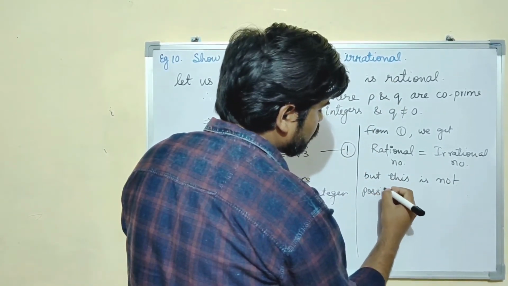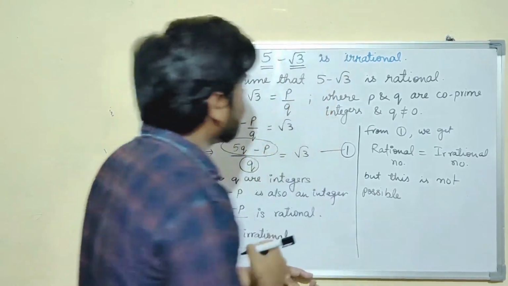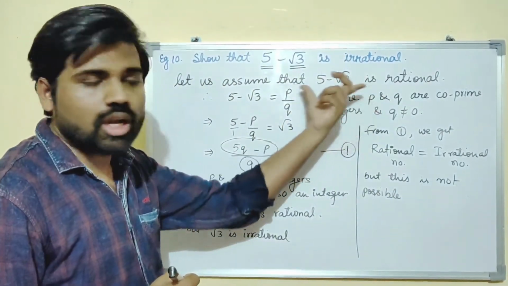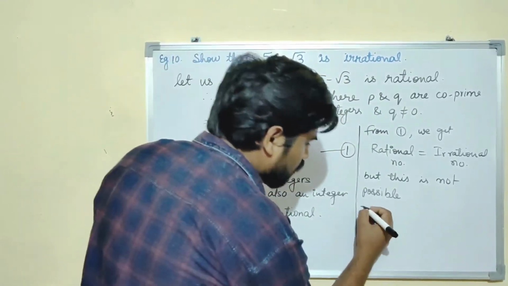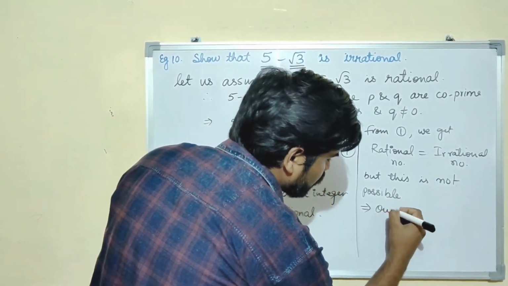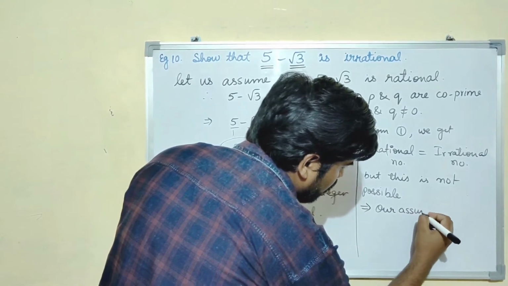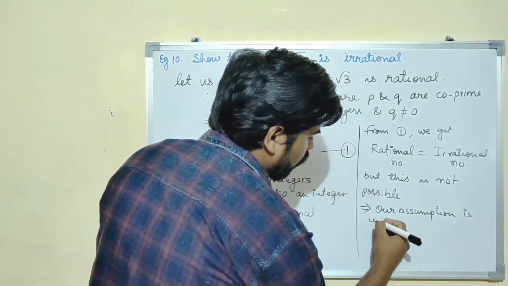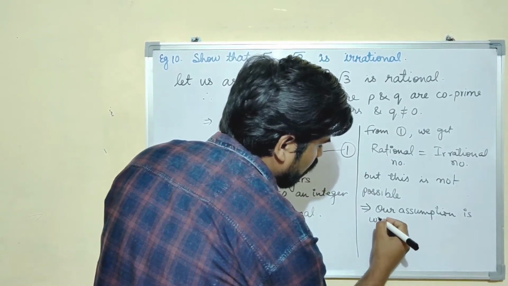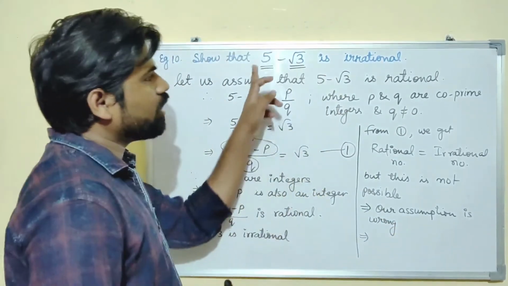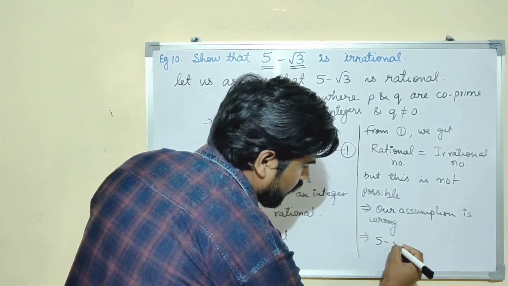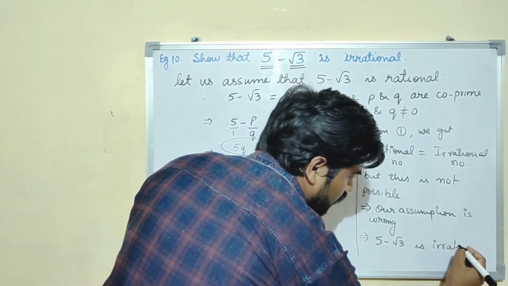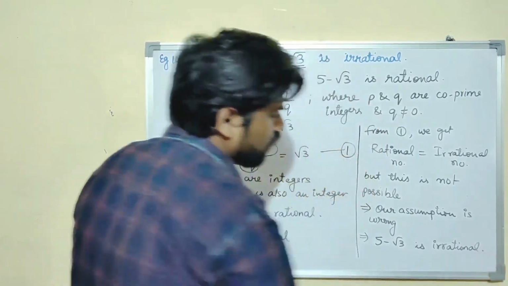And since this is not possible, that means our assumption that 5 minus root 3 is rational was wrong. This implies that our assumption is wrong. If our assumption is wrong, then this implies that 5 minus root 3 is irrational. This was very simple as compared to the previous one, right?